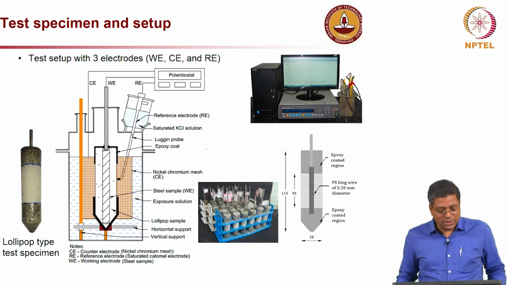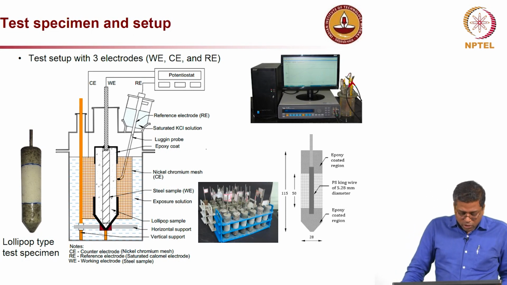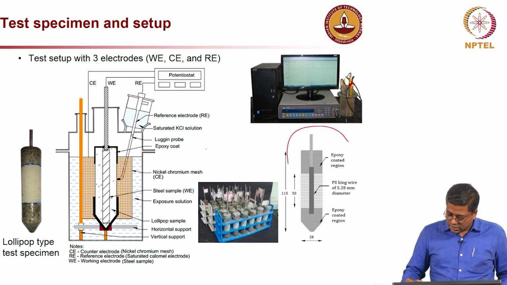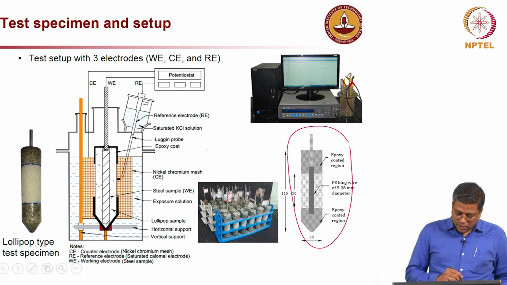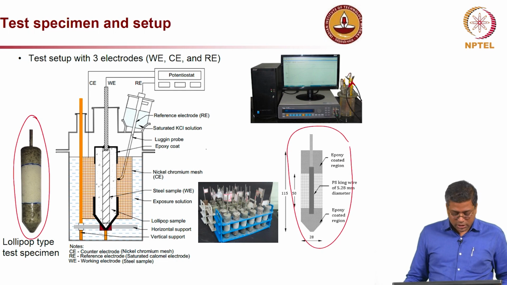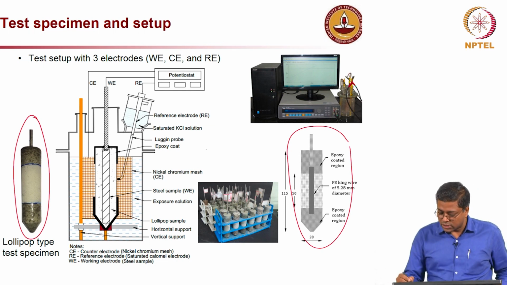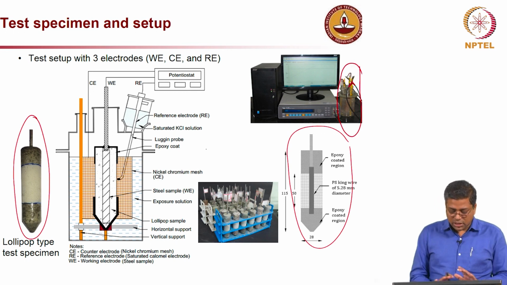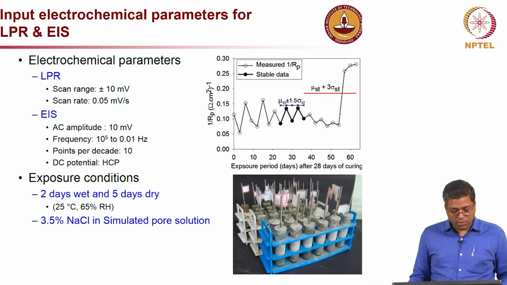This is a typical test setup for doing this type of test with one rebar, like you see in the sketch here, a diagram with one rebar embedded inside, and this is how the specimen looks. We call it a lollipop type specimen, and it is kept in a small beaker. You can see that here, a small beaker and multiple testing. So, this is a typical corrosion cell test setup, and we need a potentiostat to take the measurements.